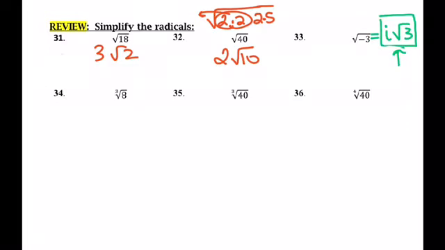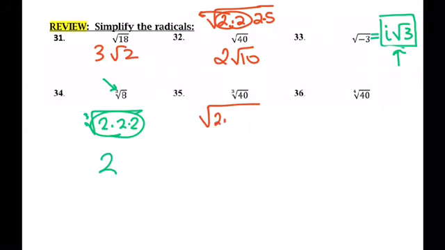Okay, number 34. It is a cube root, so that means that in order to take anything out of my radical, I'm going to have 3 of anything. So here I do have that, and so that's going to be equal to 2. Number 35, cube root of 40. So 40 is 4 times 10. I do have a set of 3, so I'm going to have 2 cube root 5.